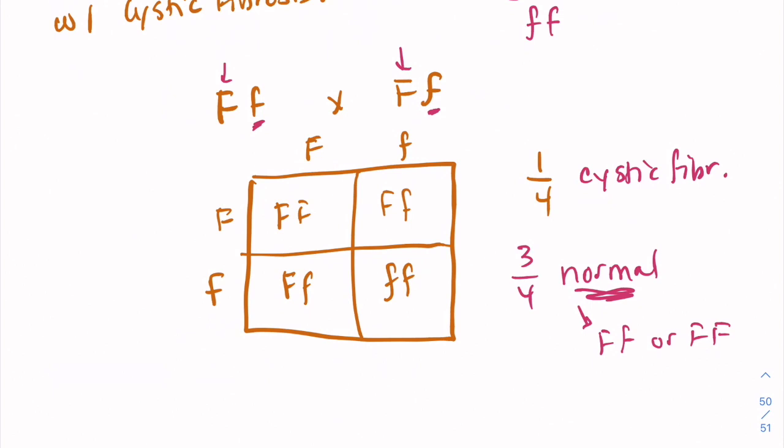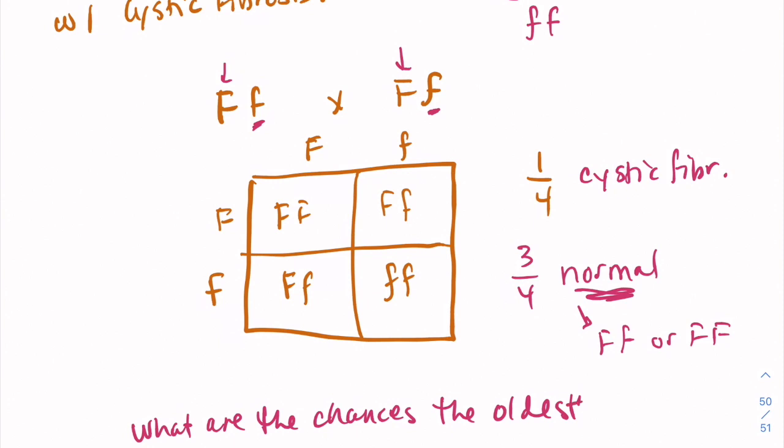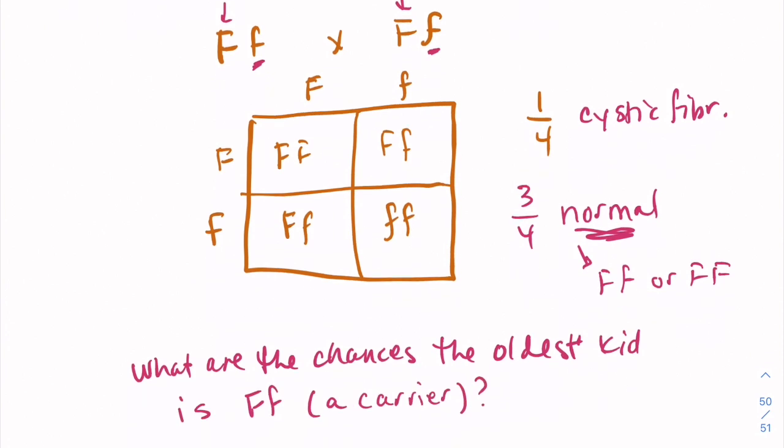But just looking at the chances, what are the chances the oldest kid is a carrier? If you said, well, here's a carrier and here's a carrier, that's 2 boxes out of 4, so a 50-50 shot, the answer to that is no.